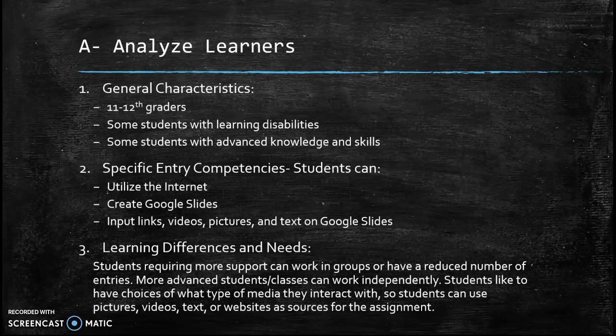So, A is for analyze learners. Analyzing learners is broken up into 3 different topics. The first one is general characteristics. These are 11th and 12th graders. Some students have learning disabilities, and there are also some students with advanced knowledge and skills in the area. Got to make sure to address both.